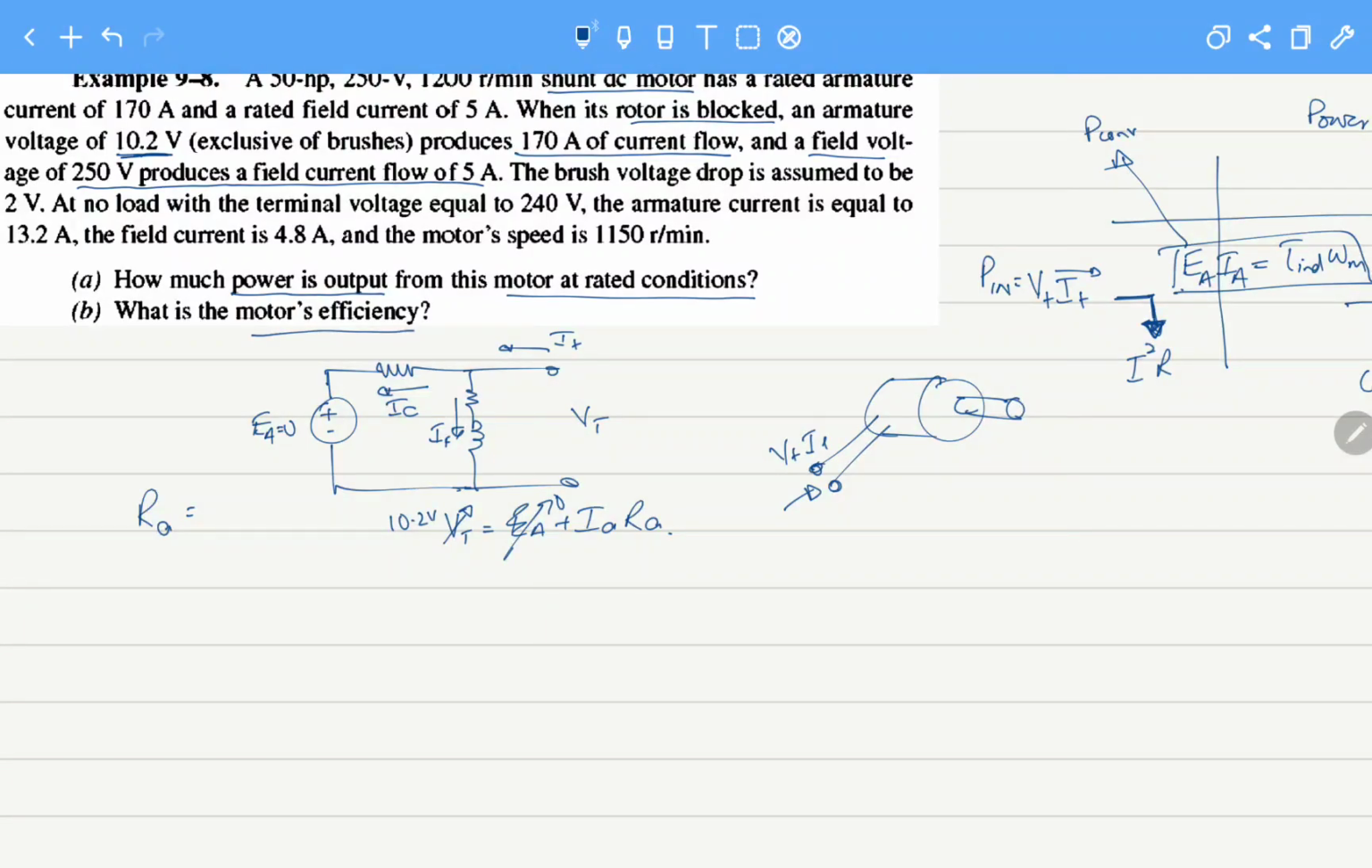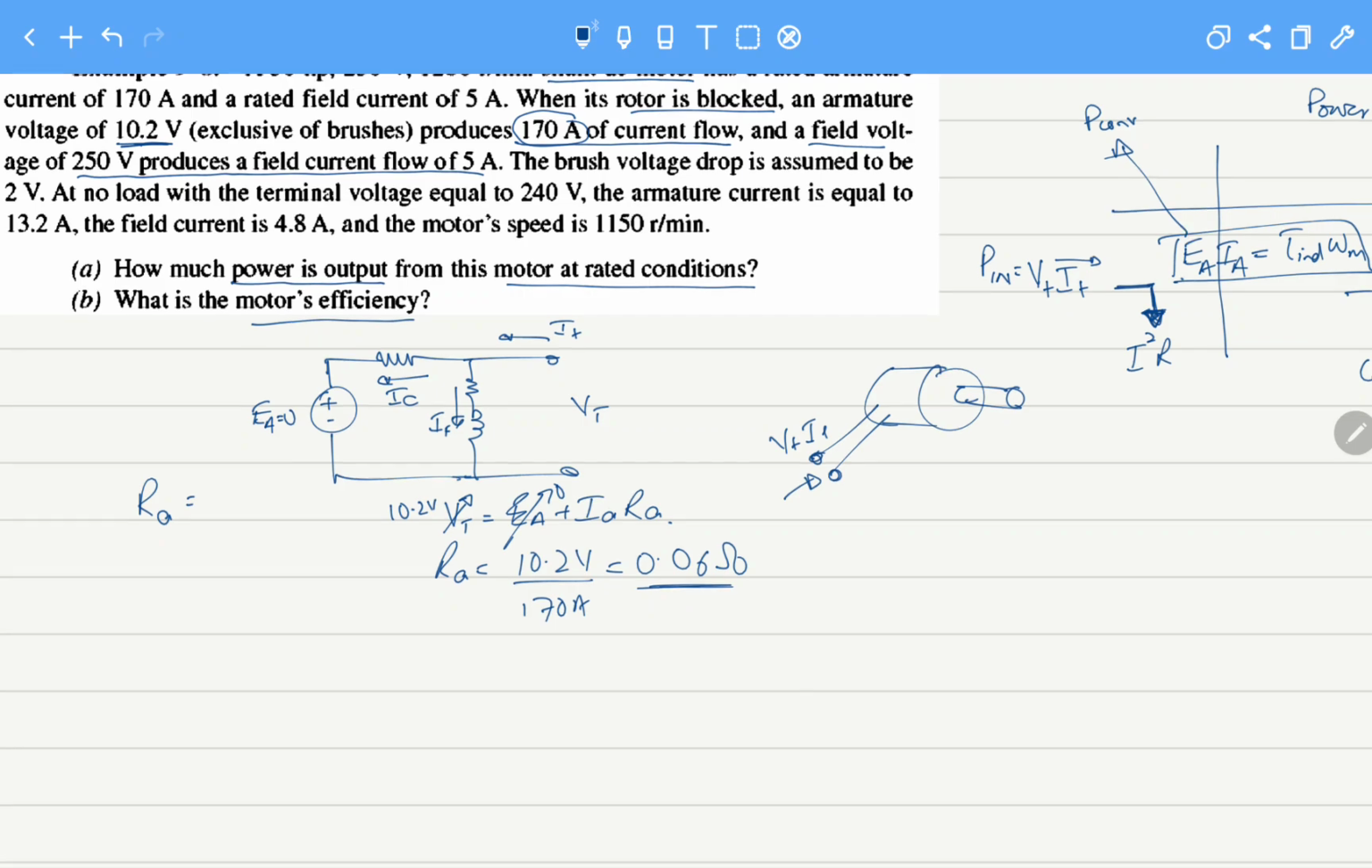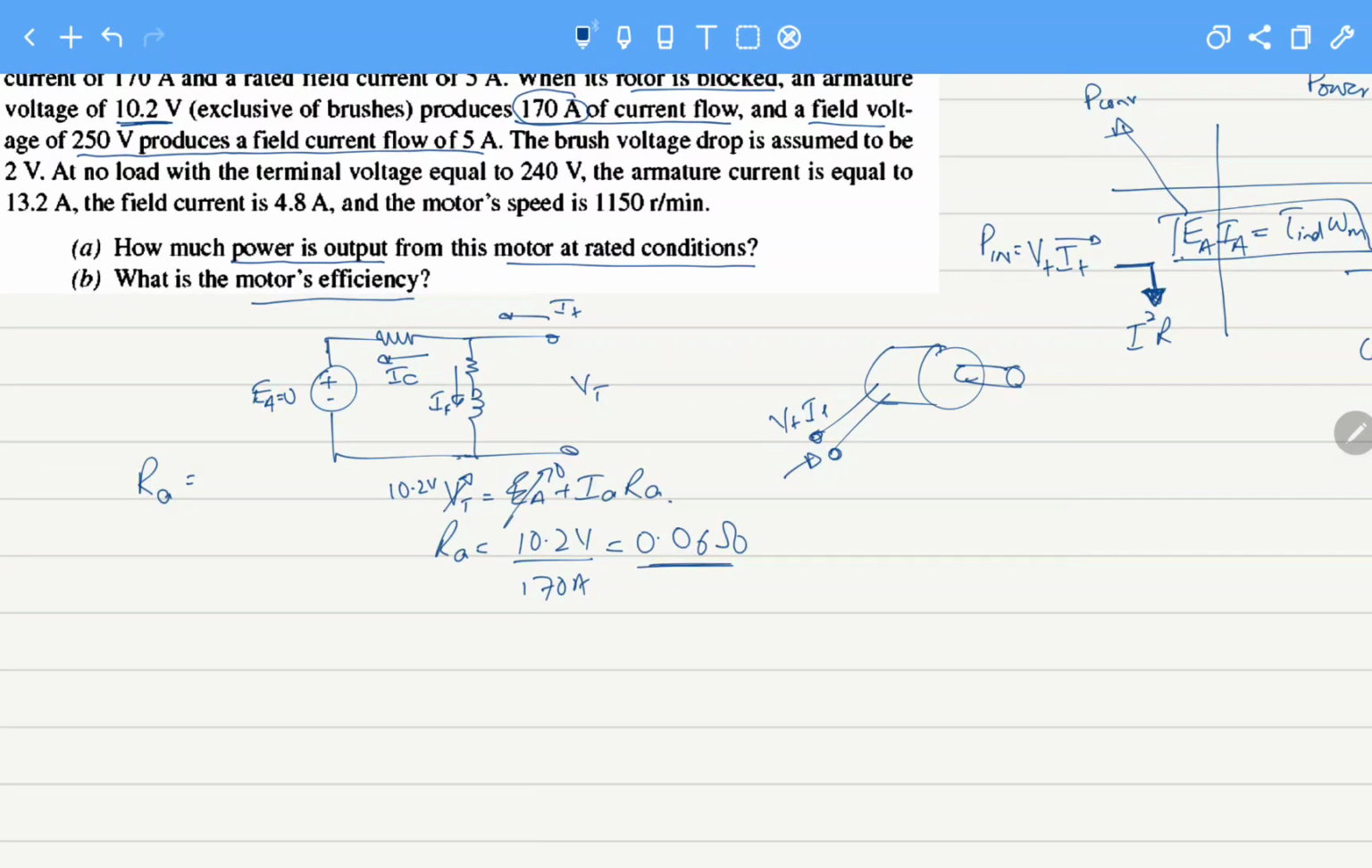So for a terminal voltage of 10.2 volts and an armature current of 170 amperes when we lock the rotor, lock rotor means it is not moving, the armature resistance will be 10.2 volts divided by 170 amperes, that is 0.06 ohms. We are calculating this because we have to calculate the armature losses.